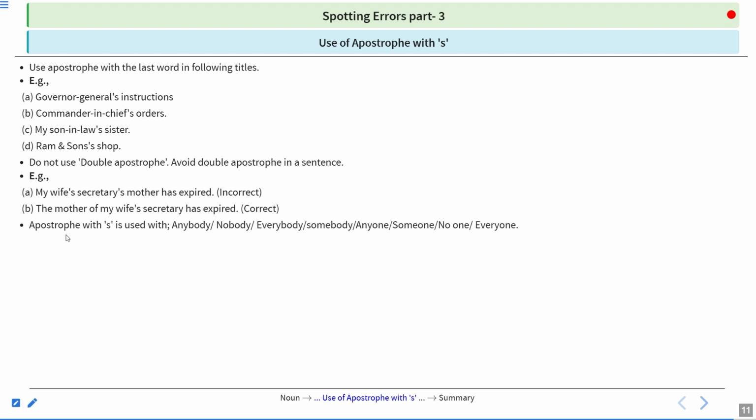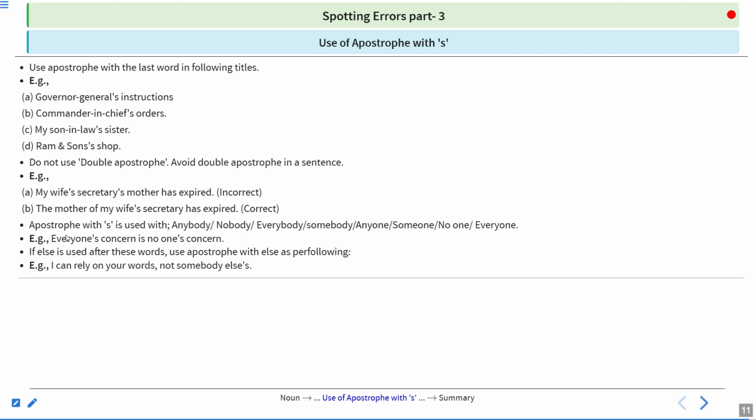Apostrophe with s is used with anybody, nobody, everybody, somebody, anyone, someone, no one, everyone. In this example, everyone's concern is no one's concern. So here we use apostrophe with everyone and no one. If else is used after these words, use apostrophe with else, as per the following. I can rely on your words, not somebody else's. So with else, we use apostrophe with else, not with somebody, nobody, anybody.